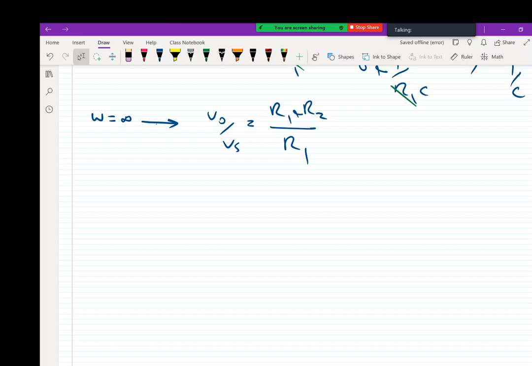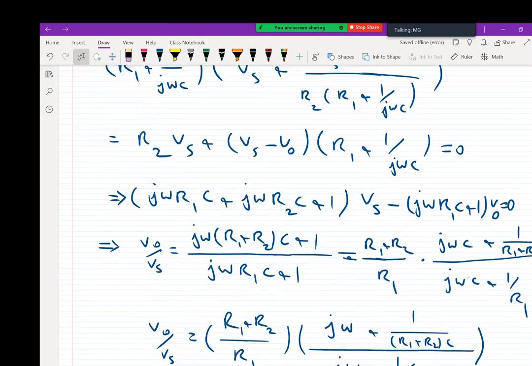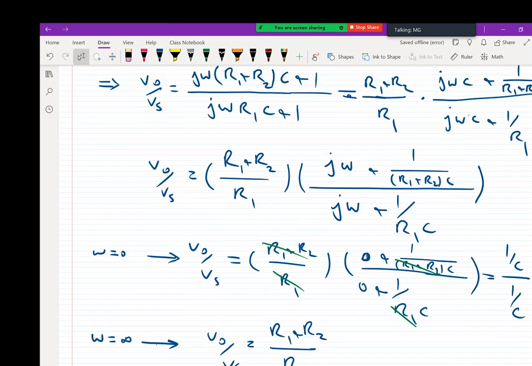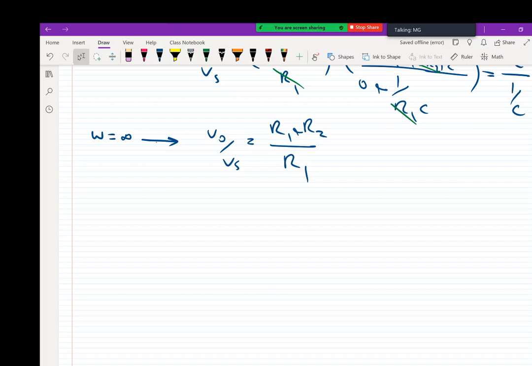Okay, let's say for this circuit, in the next example, let's say we have this circuit here.